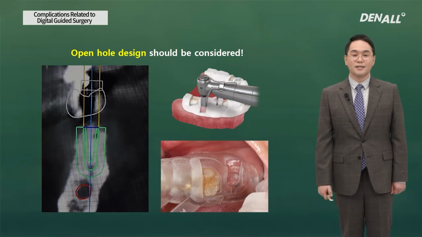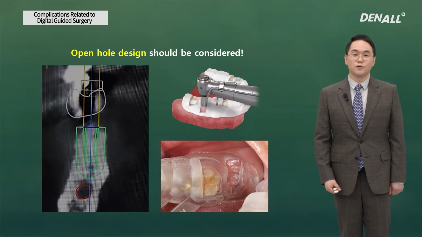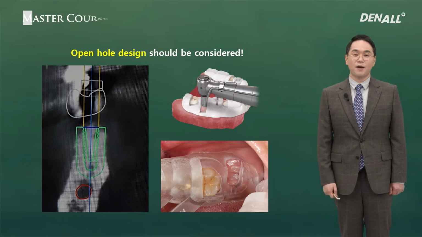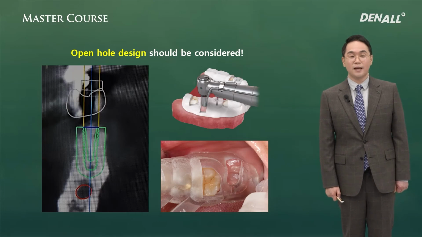In OSSTEM, when you use one guide, lateral open hole type guide can be used as an option, and this will help in increasing the amount of irrigation to minimize thermal damage.